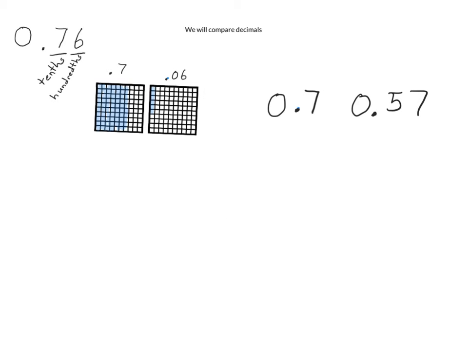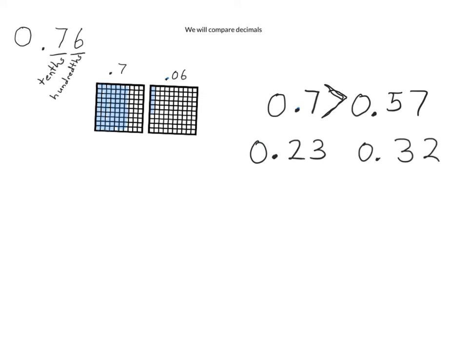So now let's compare 7 tenths to 57 hundredths. To do this, we should look at the largest place, which in this case is the ones place, and it's 0 in both. So then we move on to the next greatest place, which is tenths. There's 7 tenths here and 5 tenths here. Right there, we just stop. We know 7 is greater than 5, so 7 tenths is greater than 57 hundredths.